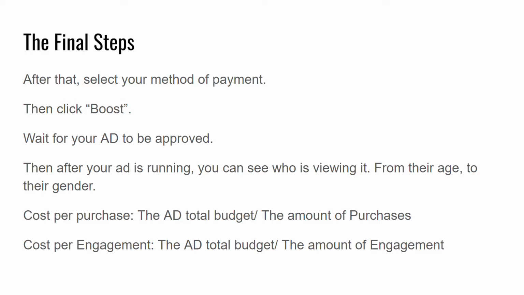then you can see who is viewing your ad, from their age to their gender. So let's say you can see who is viewing your ad from ages 18 to 24 and what gender they are. So you can choose specific age ranges and specific genders. Then there's cost per purchase. That's if you're selling something. That's the total ad budget divided by the amount of purchases. Then there's cost per engagement. That's the total ad budget divided by the amount of engagement your post has.